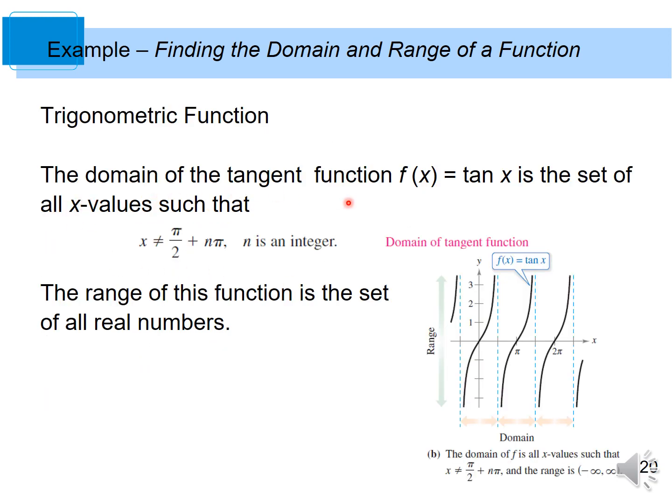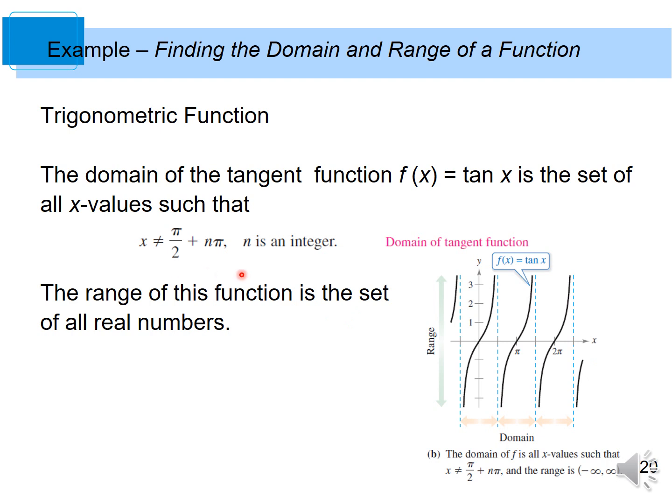The domain of the tangent function f(x) = tan x is the set of all x values such that x is not equal to π/2. Here is the point, π/2. You can see here is an asymptote line. And you can verify this point by using your calculator, where tangent 90 degrees is undefined. And not only for 90 degrees, but for 270 degrees and so on.